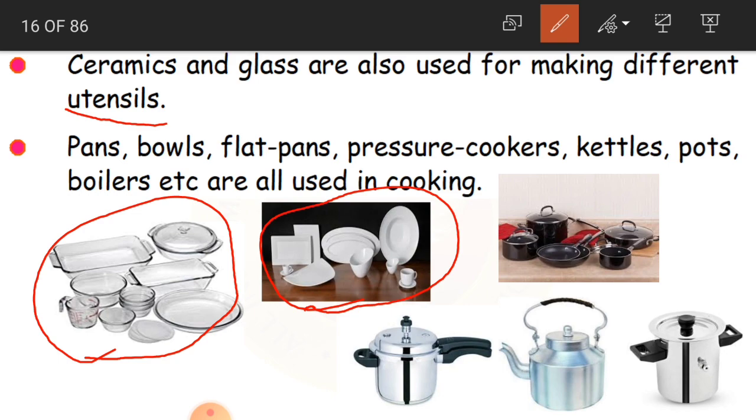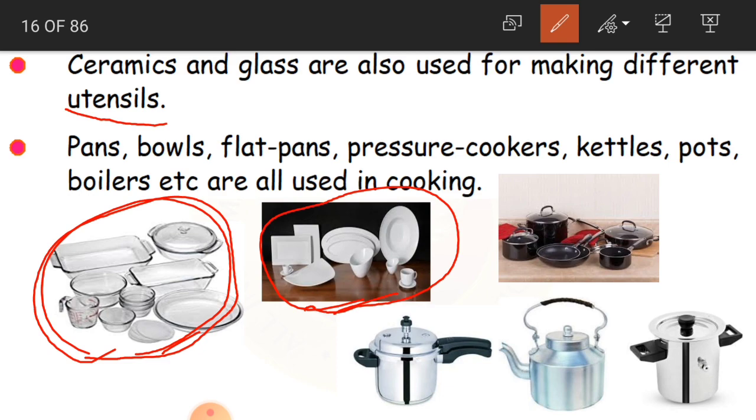Suppose the curry has already been prepared and we want to serve it on the dining table. So we take the help of these glass items so that they look good on the table. Especially when special guests or relatives are coming on some special occasions, if you want to serve in a very beautiful manner, you use these ceramic and glass utensils to serve the cooked food. Even plates also, we prefer to eat in ceramic plates or glass plates.